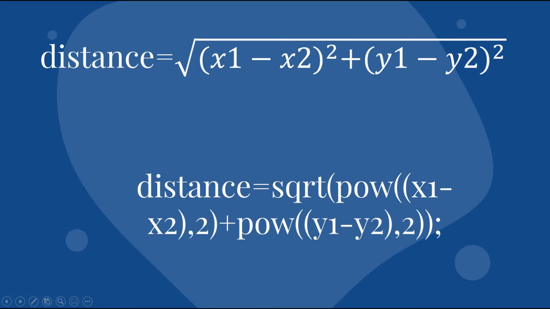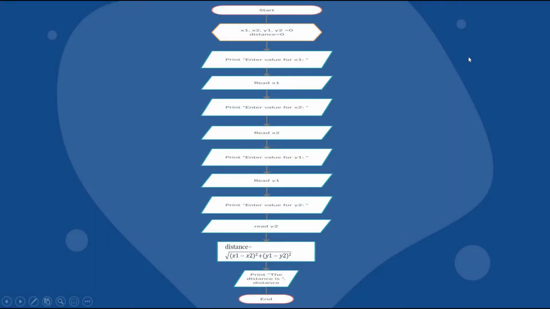So, ito po yung pinaka-formula po natin. So, ang kailangan nating makuha sa user is the x sub 1, x sub 2, y sub 1, and y sub 2. So, ito po yung ating flowchart. So, ang kailangan nating iset na mga variables are the x1, x2, y1, y2, and the distance. And then, print enter value for x sub 1. And then, magbibigay po si user ng x sub 1. The same sa x sub 2, y sub 1, and y sub 2. And then, sa pinakadulo po is yung formula ng distance. And lastly, ipiprint niya na po yung answer ng distance.